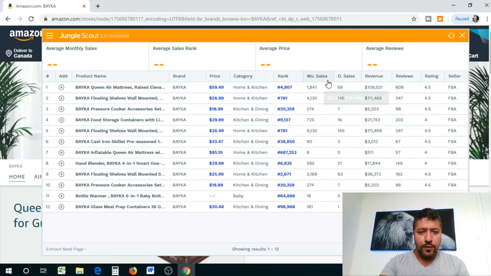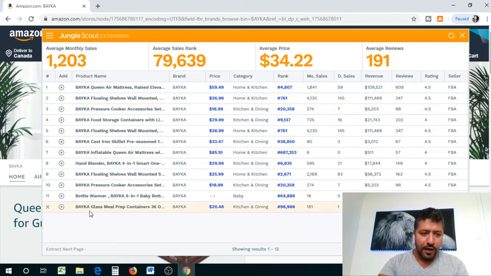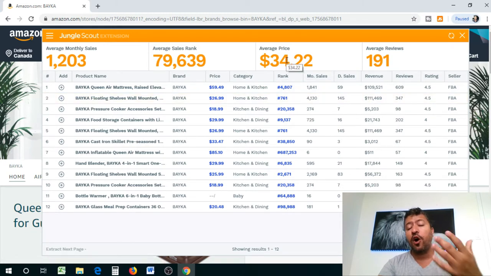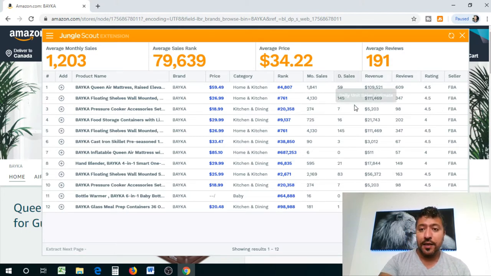So you will see that they have a Baker Queen. They have a bunch of products, about 12 products. And let me see if we can find it. Floating shelves is the second one. What I wanted to show you guys is Jungle Scout, how amazing it is. So their average pricing for all of their products is about $34. So they found a comfort zone where they can sell their products.